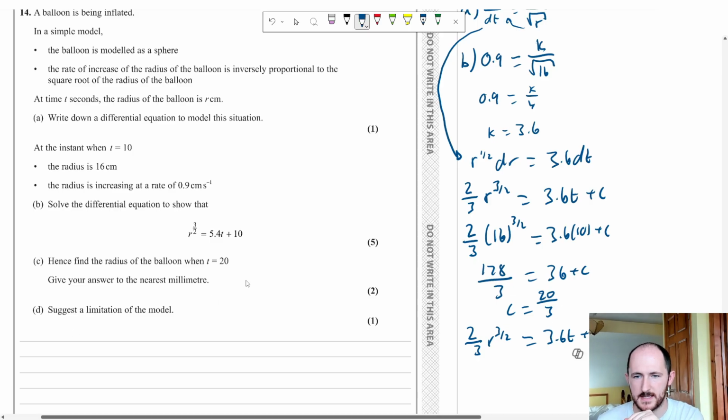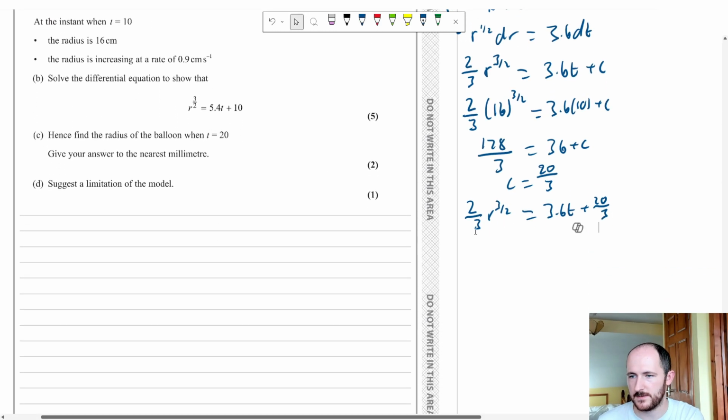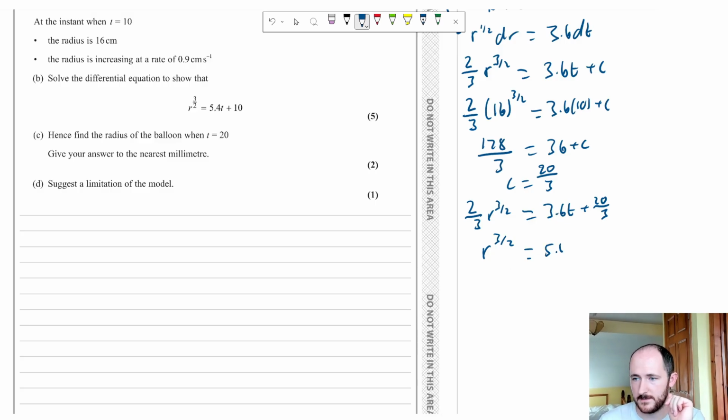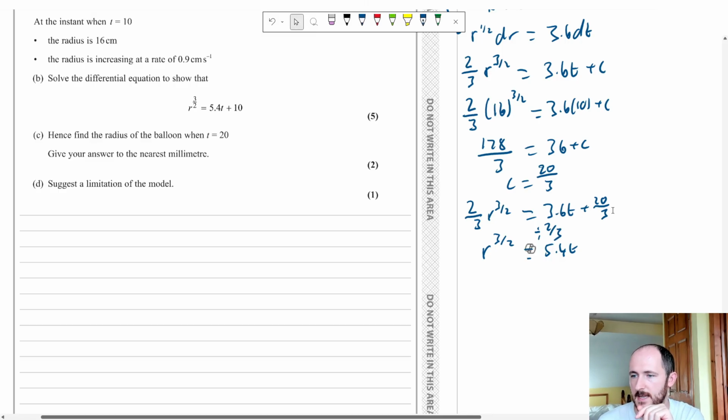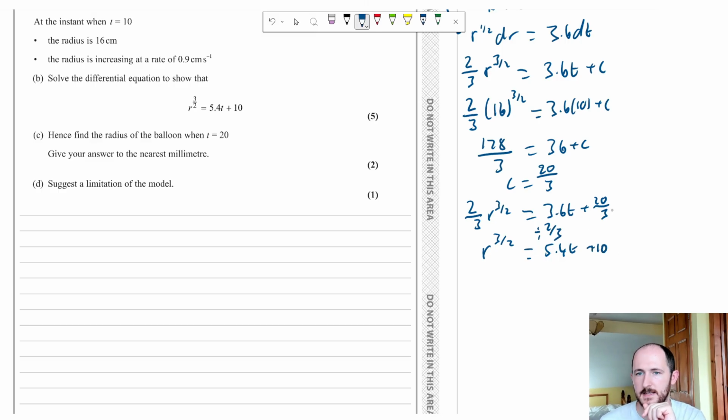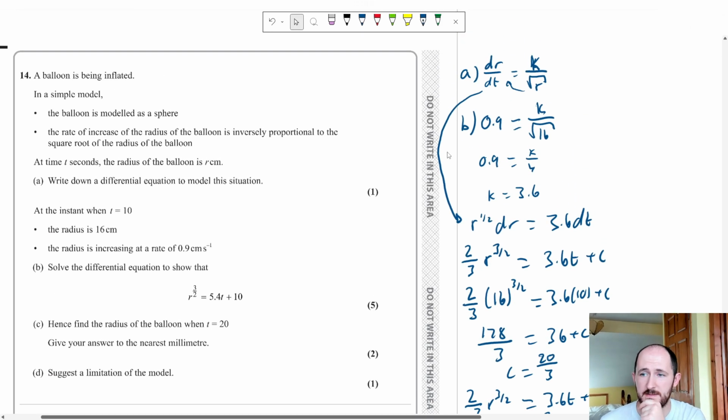Well, if you notice, there's nothing in front of r in this case. So we're going to divide everything by 2/3. So divide that by 2 is 1.8, times it by 3 is 5.4t. That's how I write, divide by 2/3. And so that'd be 20, that'd be 10. So yeah, we did get that correct. 5 marks. That's actually not too bad for 5 marks, to be honest.